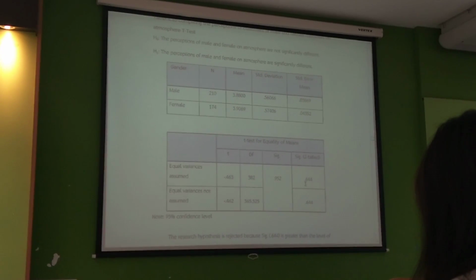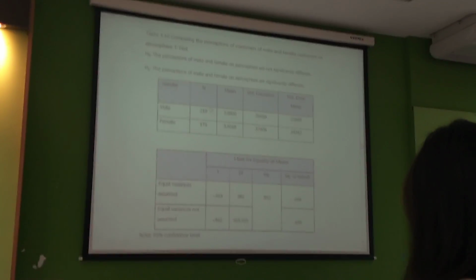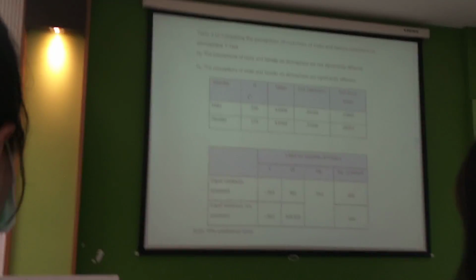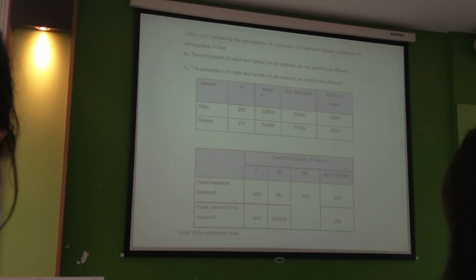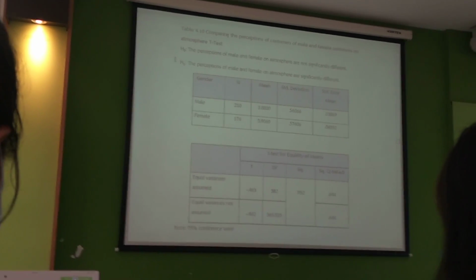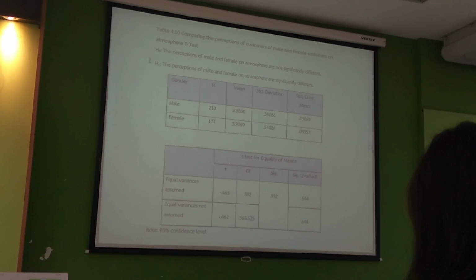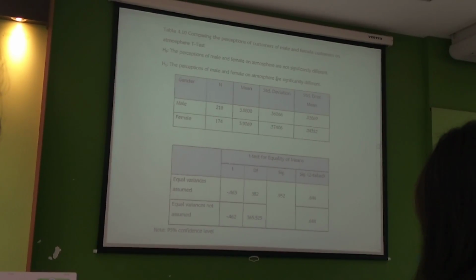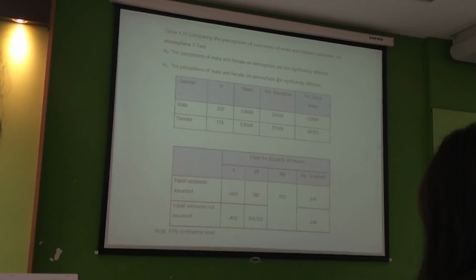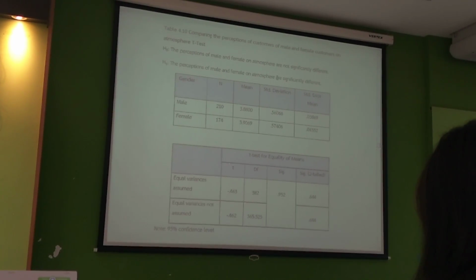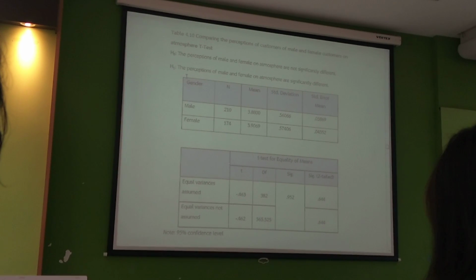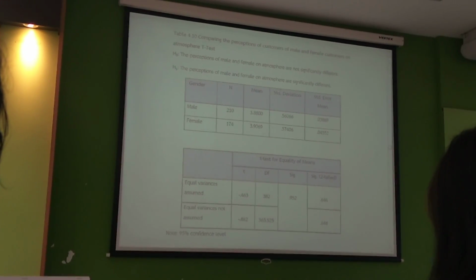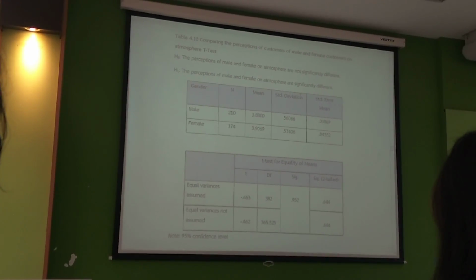Okay, I will check their work quickly. Before you conduct the comparison, you need to set up your hypothesis. For example, H0: the perception of male and female on atmosphere are not significantly different. Got it? Okay. H1: the perception of male and female on atmosphere are significantly different.